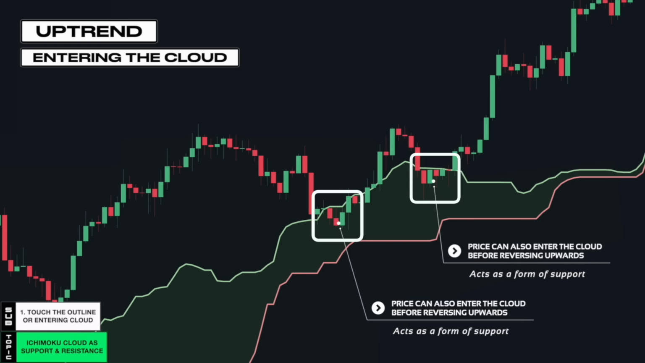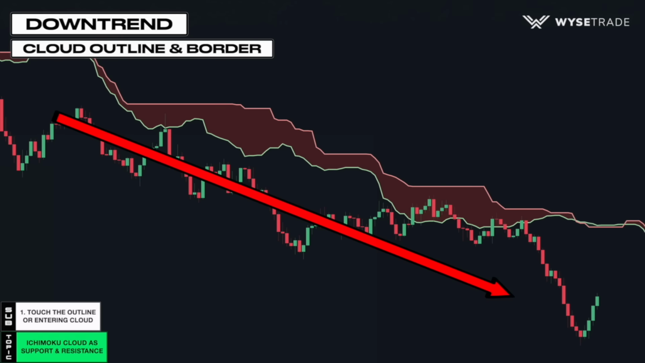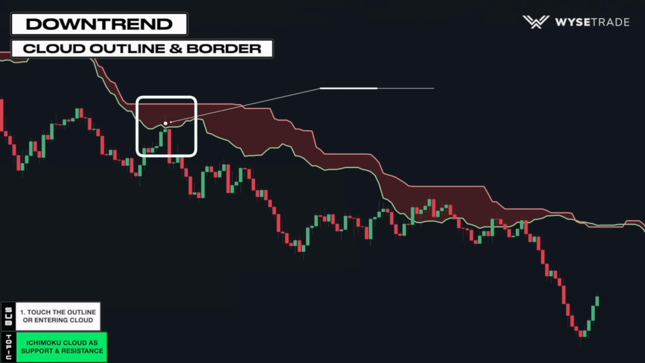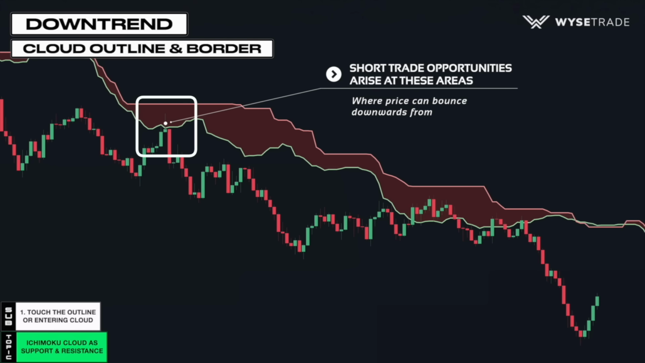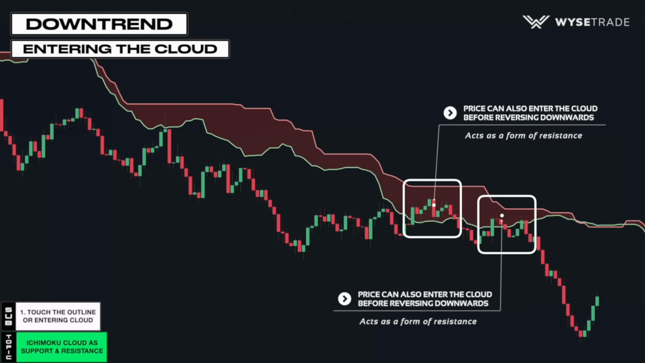So going in the opposite direction in a downtrend, when price is below the cloud and price pulls back to the cloud, notice how it reacts to the outline of the cloud and the cloud border, acting as a form of resistance. What this means is short trade opportunities arise at these areas where price can bounce downwards from. So price can also enter inside of the cloud before reversing, which is another way the Ichimoku cloud acts as a form of resistance.